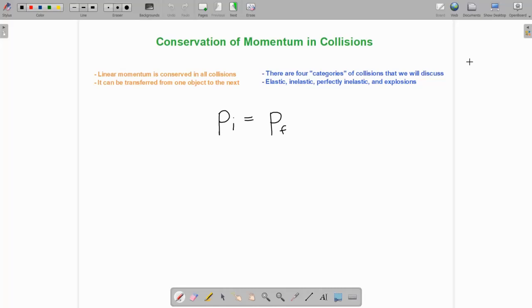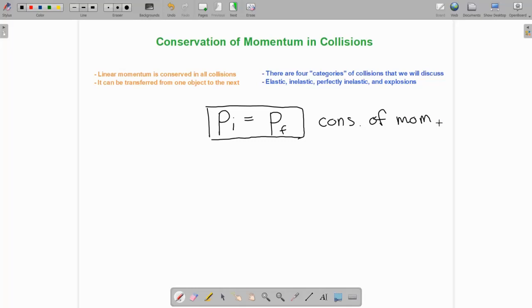When it comes to collisions, linear momentum is conserved in all collisions, meaning that the initial momentum of the two objects when added together before the collision must be equal to the momentum of the two objects when added together after the collision. Okay? So it's very similar to conservation of energy, where momentum can be transferred from one object to another. This represents the conservation of momentum. Okay, let's break that down a little bit more.